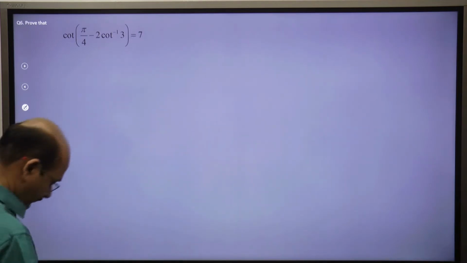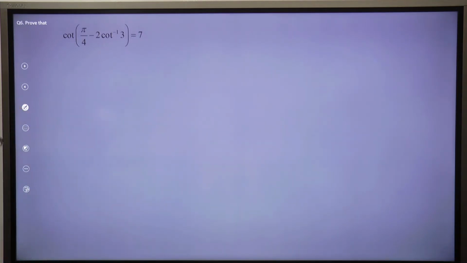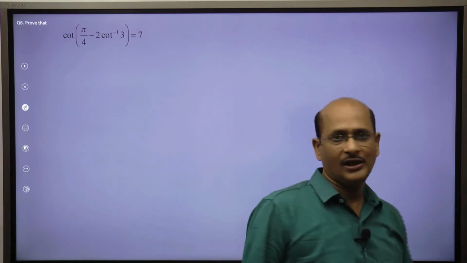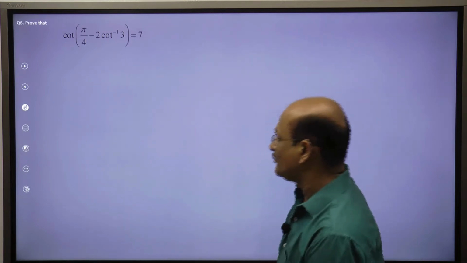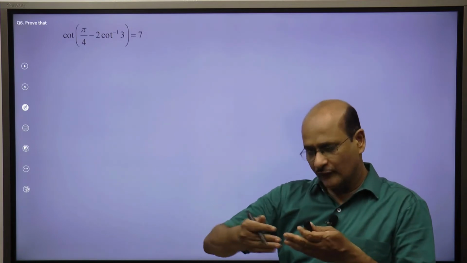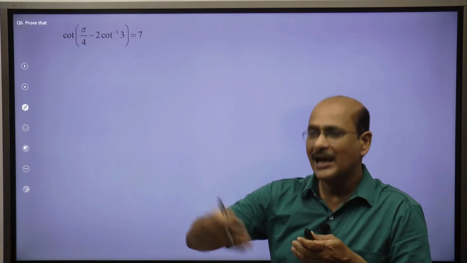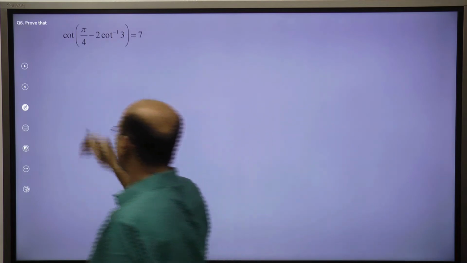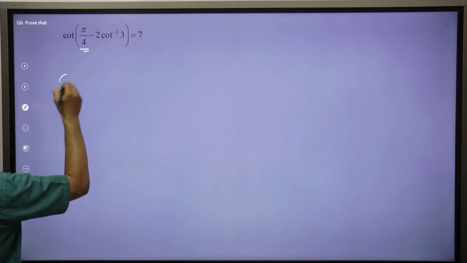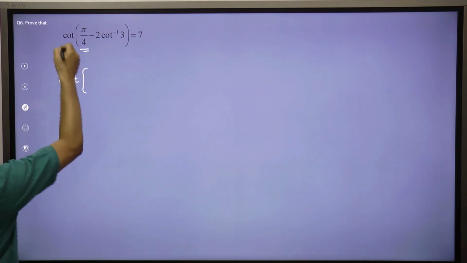Next question. Oh, this question is prove that. Again prove. Of course, there is cot. Inside there is a problem. What is the problem inside? If you see carefully, it is pi by 4 minus 2 cot inverse 3. I have always seen a combination of inverse with inverse. I have not seen an angle and an inverse. So, best would be this portion I can convert into tan. This I can keep as it is. I will see what to do with this later on.